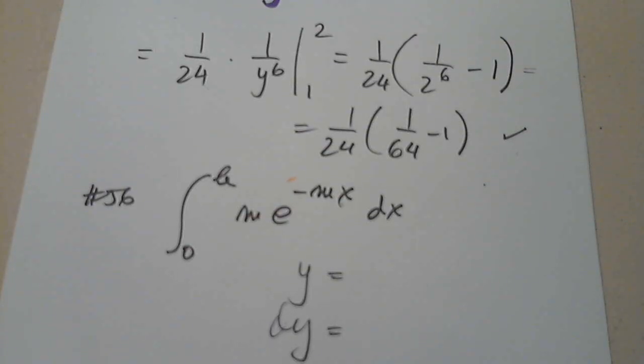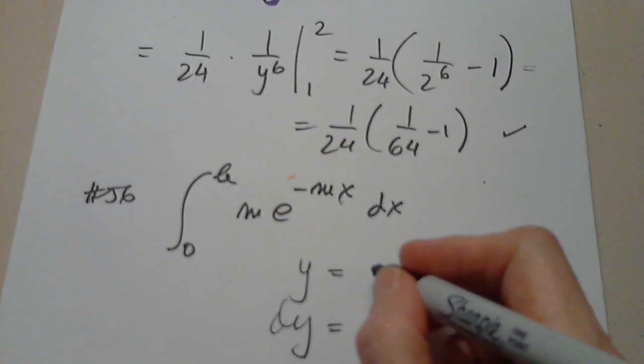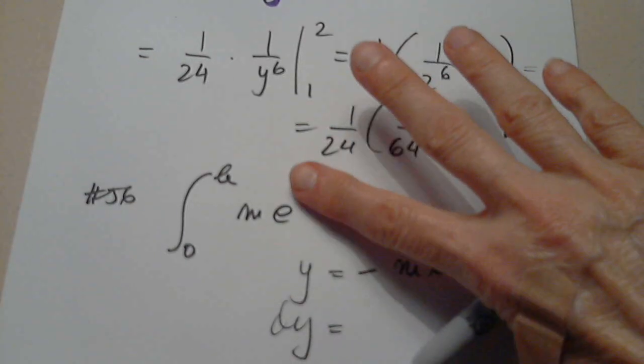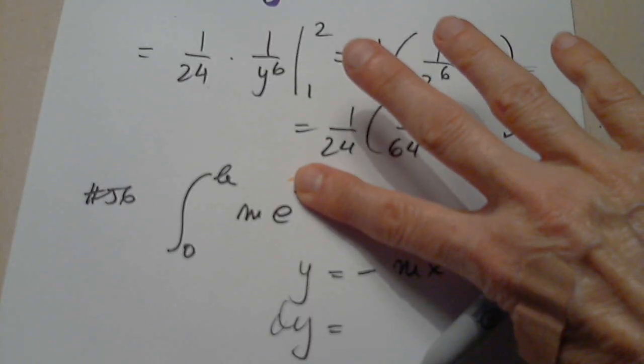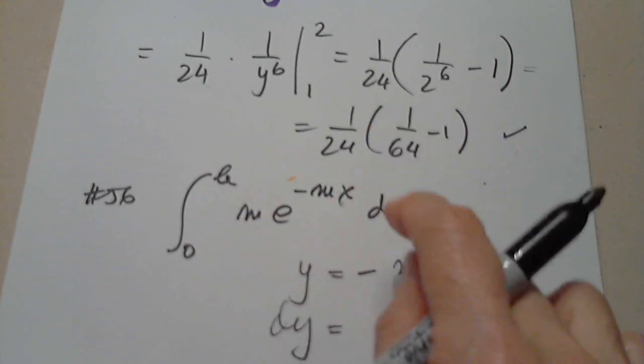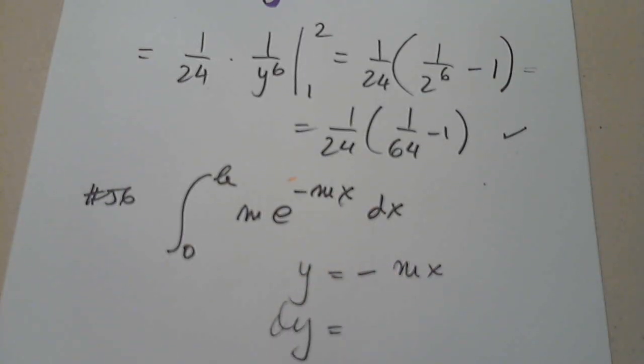Are we just substituting for negative mx? Indeed. That is the problem. I can handle e to the x, but I don't know how to handle e to negative mx. Good. I need dy. Without dy, I cannot continue because this integral has dx. The new integral has to have dy.